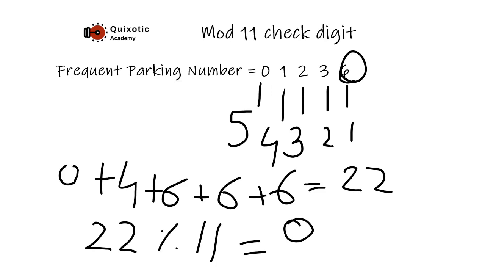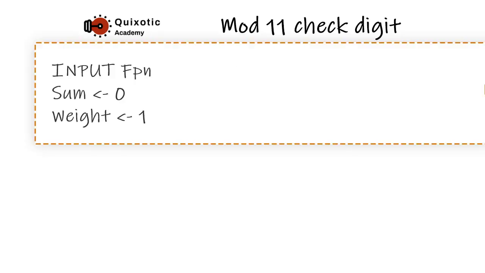Let's convert this algorithm into pseudocode. For pseudocode we have some variables. We have frequent parking number which we will take as input. We have a variable sum, as we have to calculate the weighted sum of all the numbers, and we have weights. Weights are changing every time.